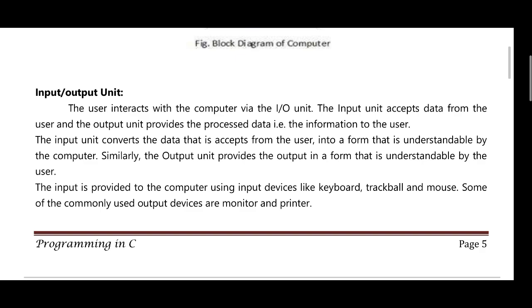The input unit converts the data that is accepted from the user into a form that is understandable by the computer. Similarly, the output unit provides the output in a form that is understandable by the user. The input is provided to the computer using input devices like keyboard, trackball, and mouse.